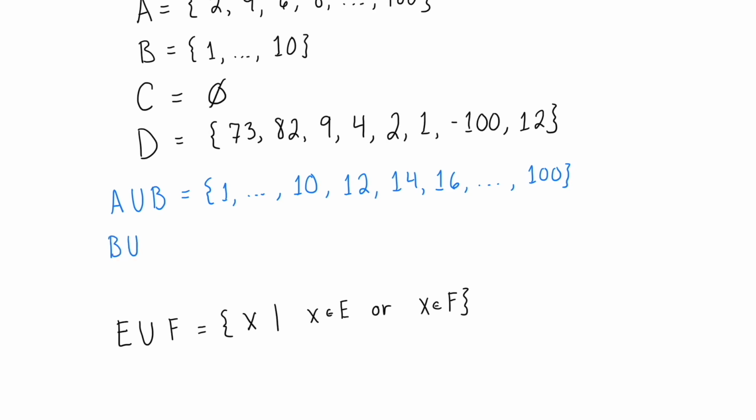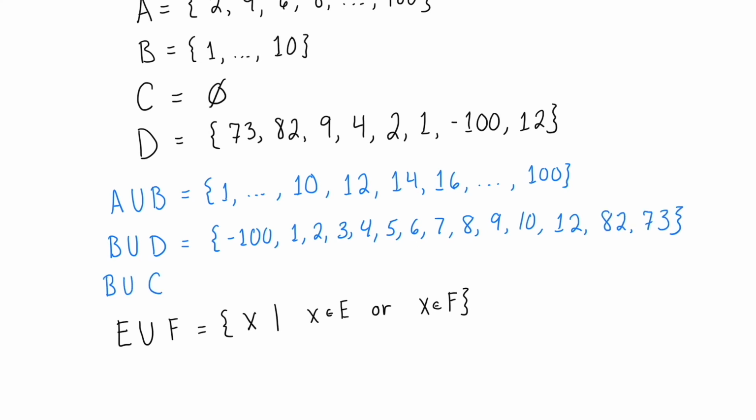The union of B and D is going to, again, be the numbers in the list 1 through 10 and all of the numbers in the list given for D. So B union D, and I think this is just going to be easier to list out all of the elements, contains negative 100, 1 through 10, 12, 82, and 73. B union C, when we do a union with an empty set, we just don't end up adding anything to the other set. So B union C is just going to end up being what B is, because we have nothing from C to add into this union.